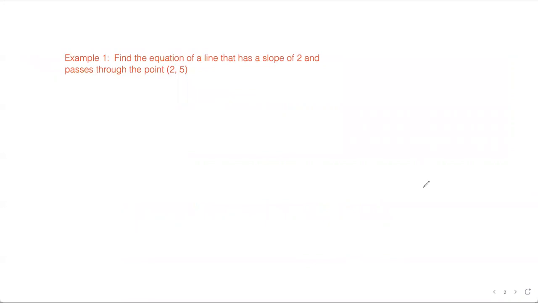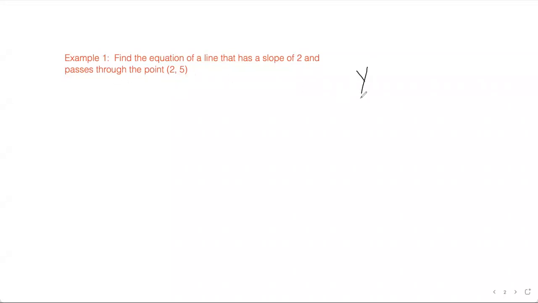Okay, so I'm going to do two examples. There are two different types of ways to do this, so I'm going to do two examples of each. The first one I would suggest you just write down and listen. And the second one you can maybe try on your own and then wait for my answer, just so you can practice by yourself. Okay, so our first example says we want to find the equation of a line that has a slope of 2 and passes through the point (2, 5).